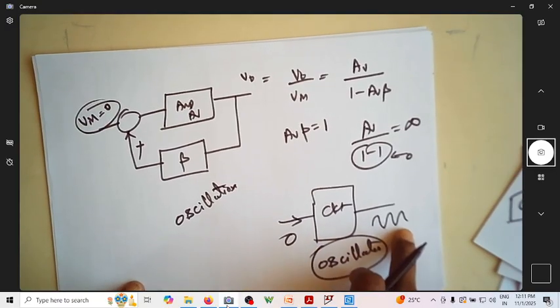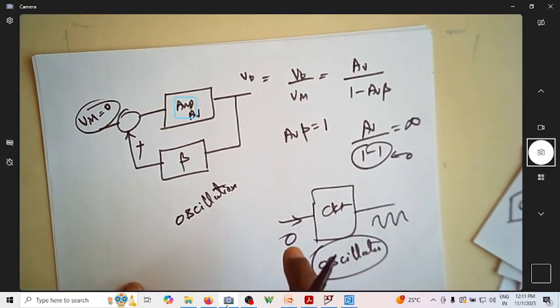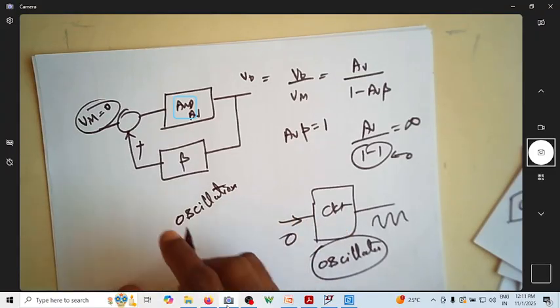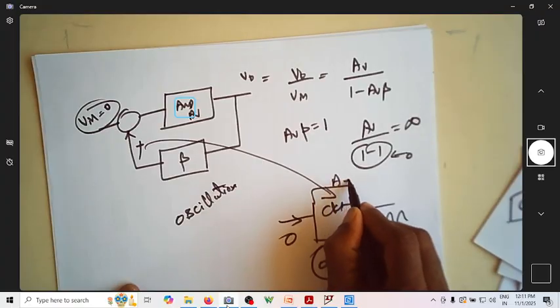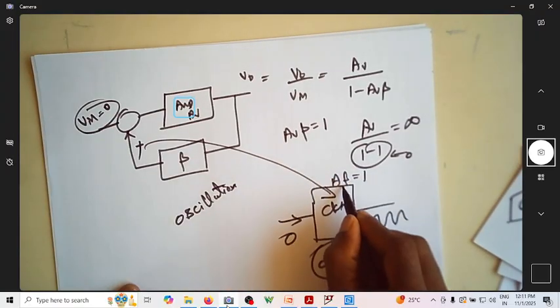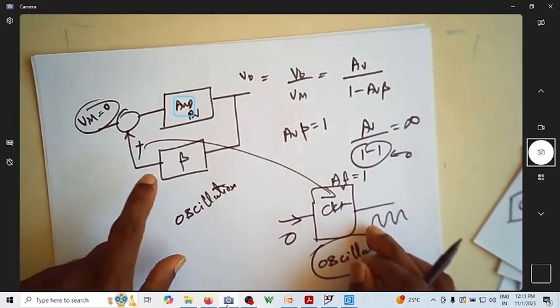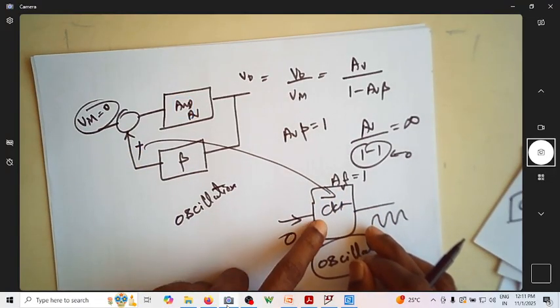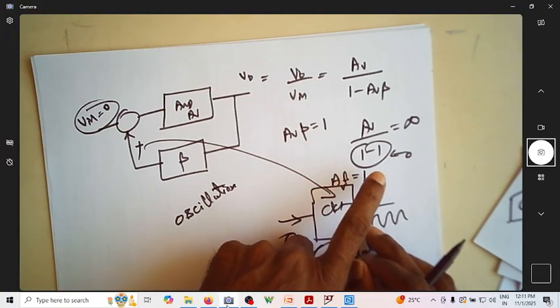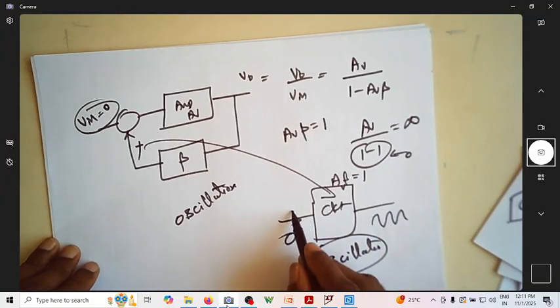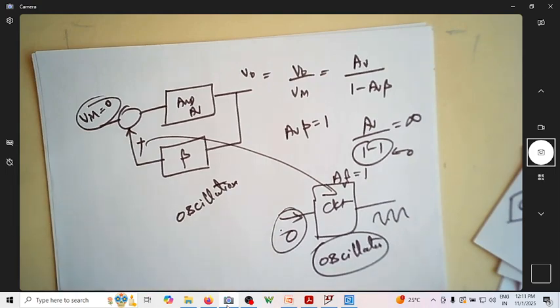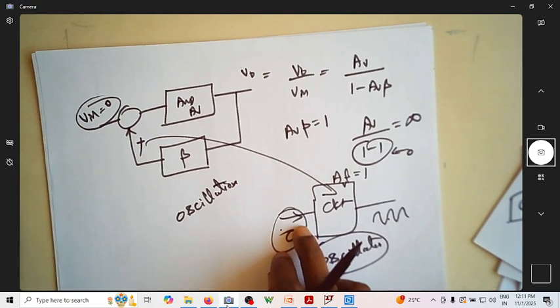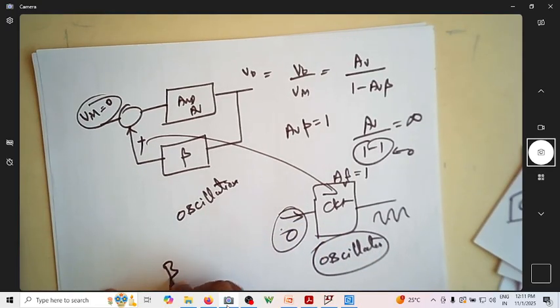When do you get this oscillation without the input voltage? This is possible only if the circuit has positive feedback and AV beta is equal to 1. Positive feedback should be there, and along with that, AV beta should be equal to 1. Then only without any input voltage can you get the oscillation. This condition of getting oscillation without input is called Barkhausen criteria.